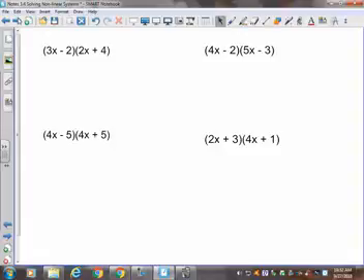Typically, you probably won't see too many like this one, because that's a shorter problem. That's FOOD line. The rest, we have to do the whole, what we call FOIL method. First, outer, inner, last.